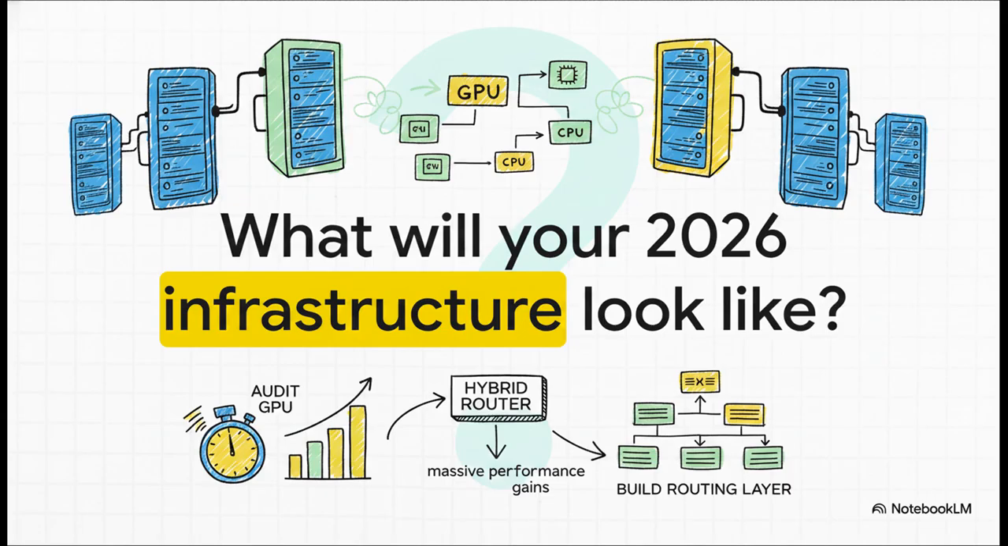So, knowing the massive performance gains that are literally just sitting on the table and having seen the decision flowcharts, what's the very first architectural change you are going to make to your LLM engine room today? Are you going to audit your current GPU utilization, or maybe start building out your hybrid routing layer? The blueprint is in your hands now.